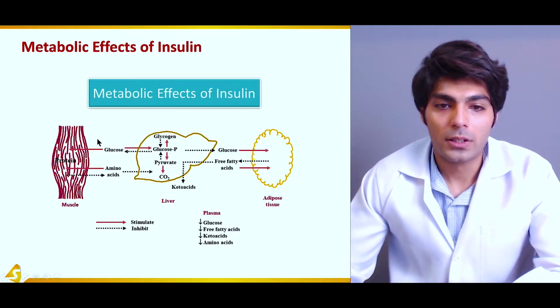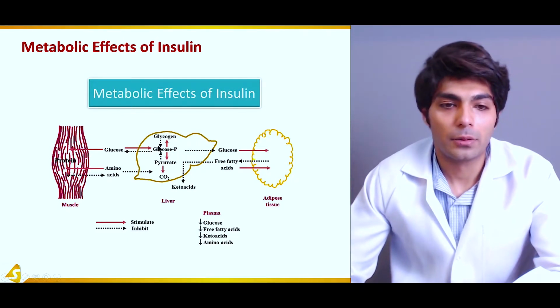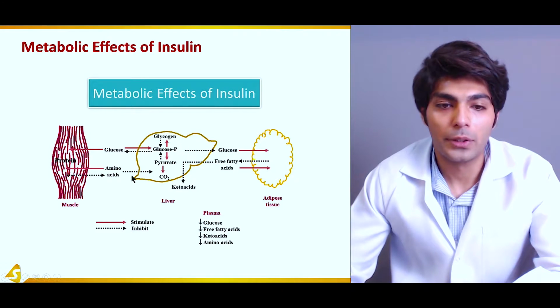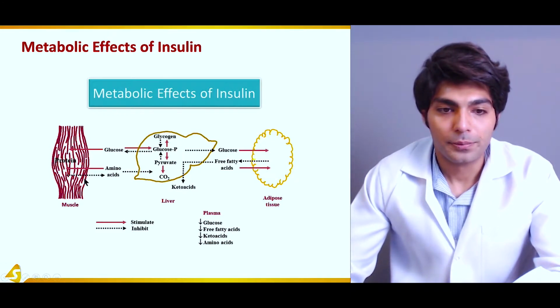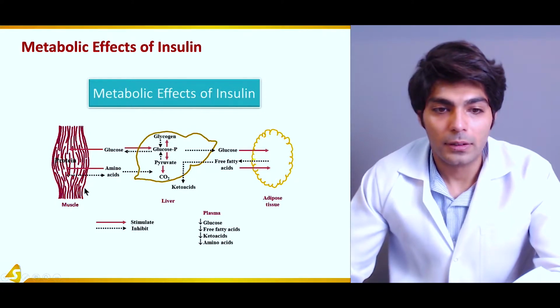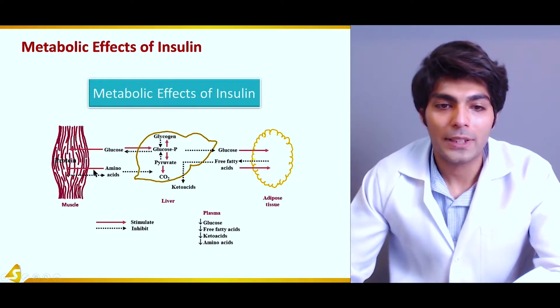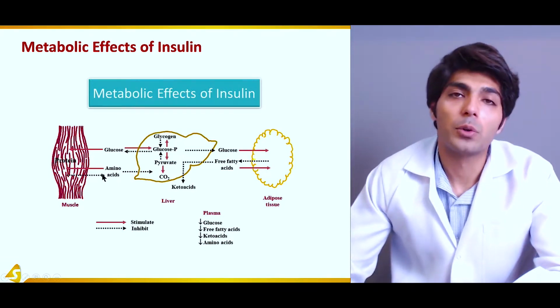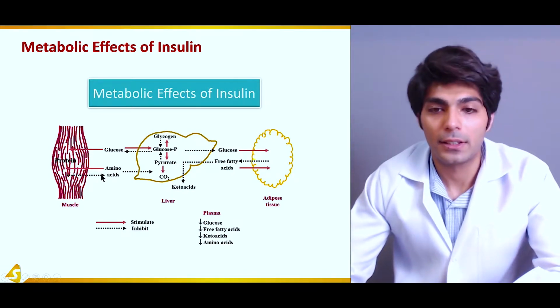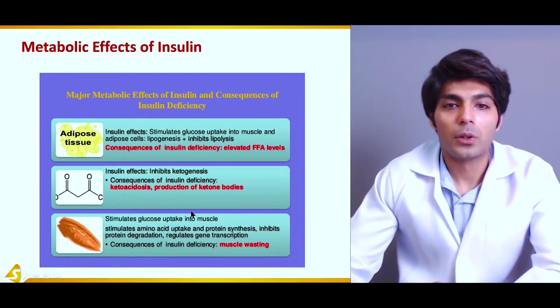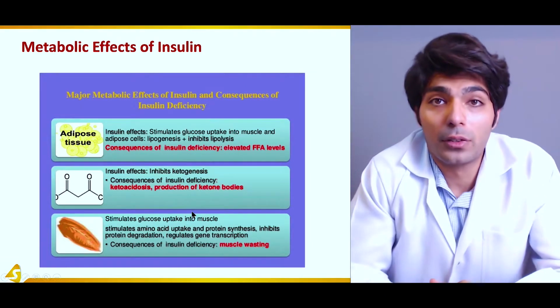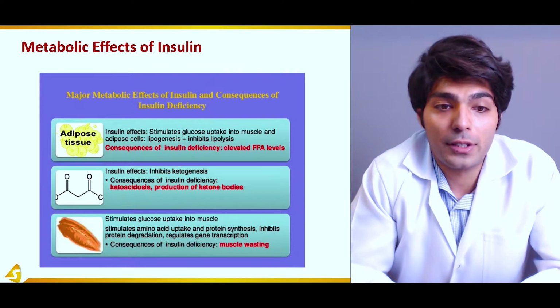Now, glucose, once it is formed in the liver, is transported directly into the protein, and amino acids are also stored in the protein. It prevents the outflow of glucose and the amino acids from the muscle, and they are utilized during the postprandial and the exercise period. These are the major metabolic effects of insulin and the consequences of insulin deficiency.